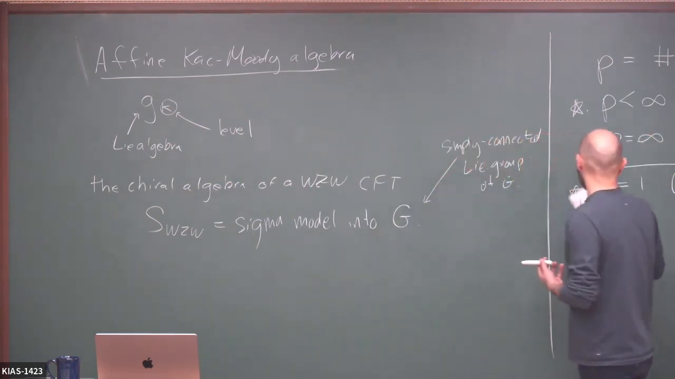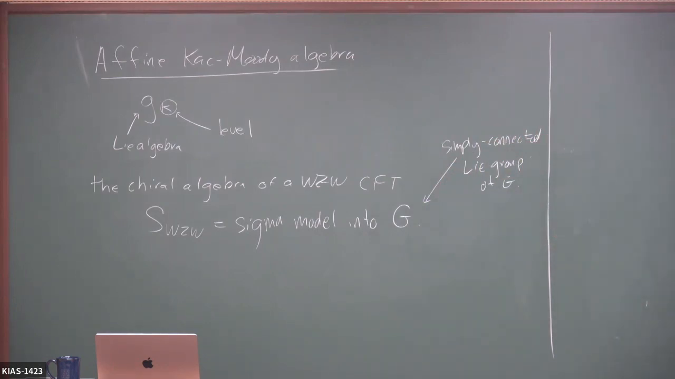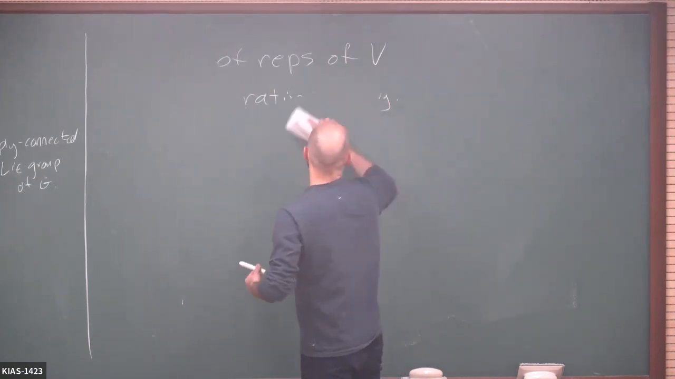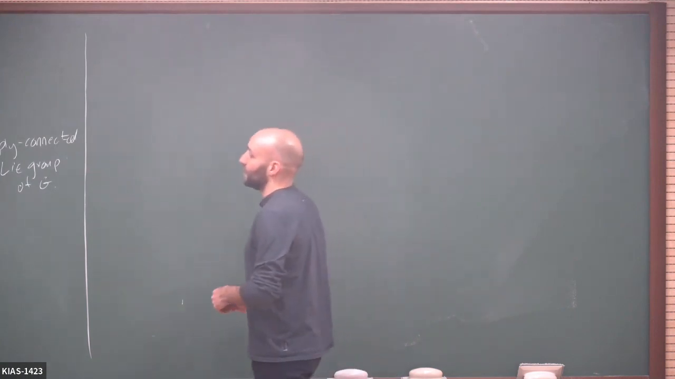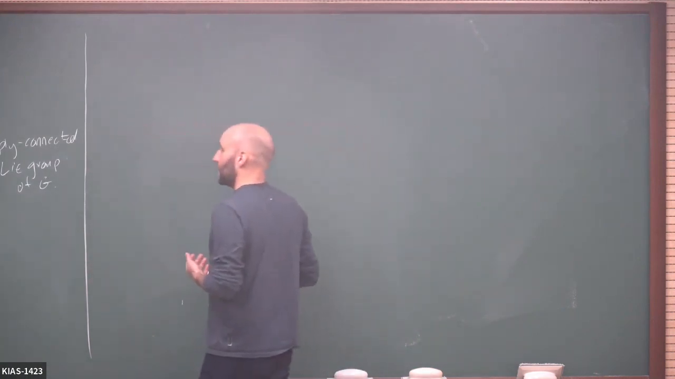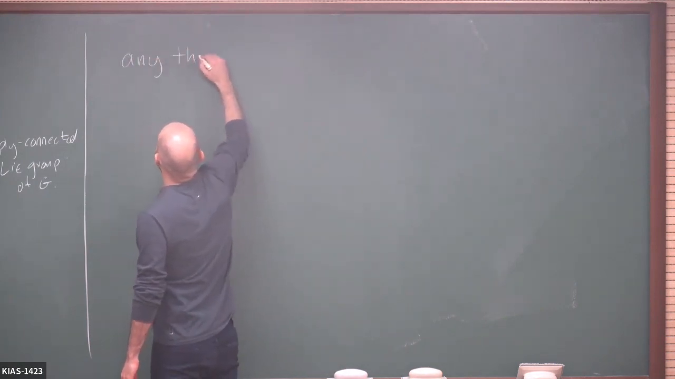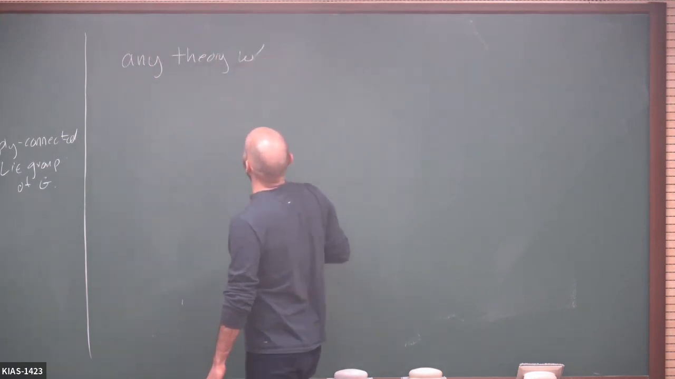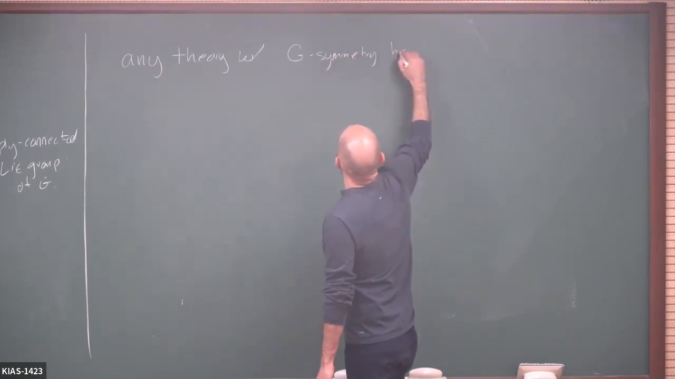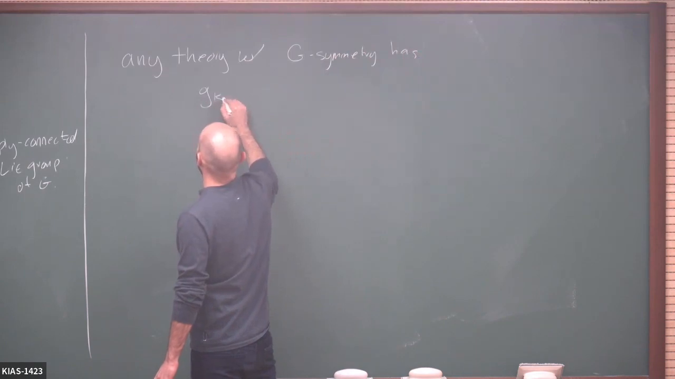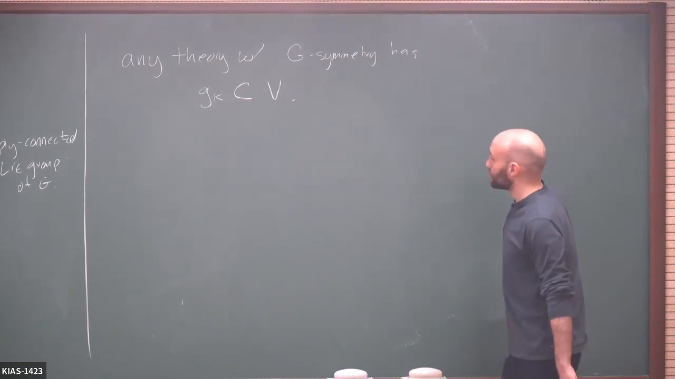Okay, so the way I've introduced these Kac-Moody algebras makes it seem as though they only arise in this very particular model, this WZW model, but that's not true. They're universal entries in the chiral algebras of CFTs because any theory with G global symmetry has a Kac-Moody algebra inside of its chiral algebra.